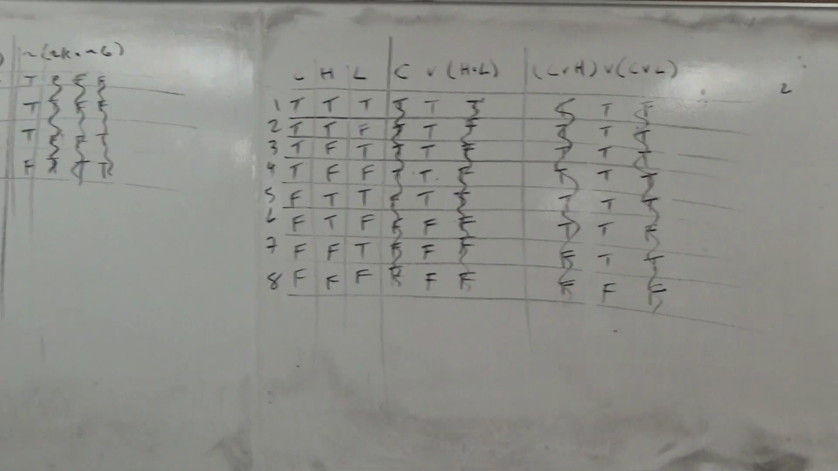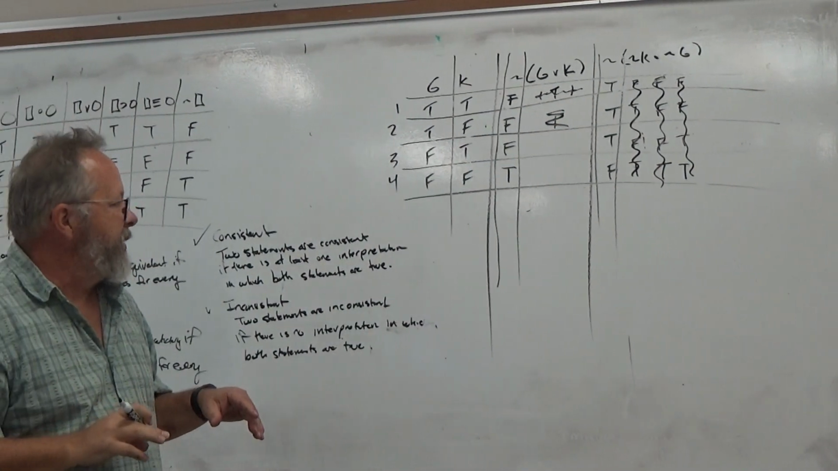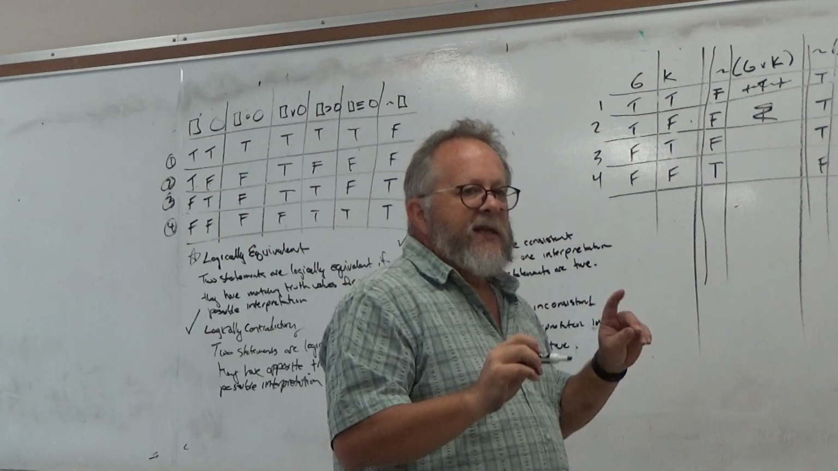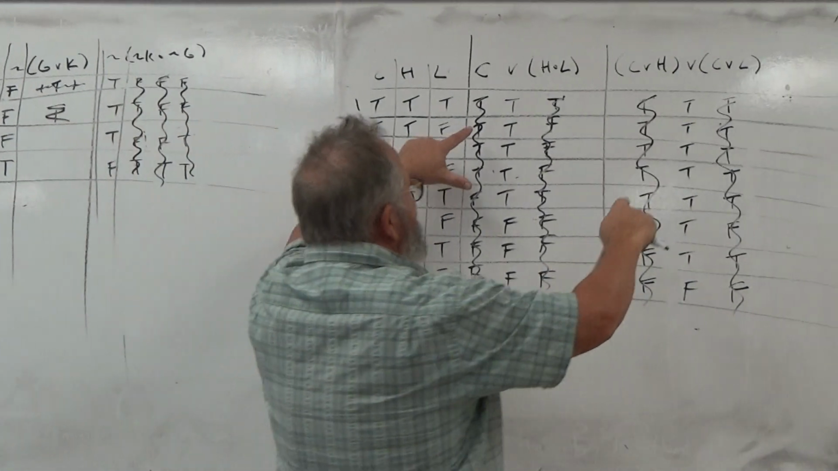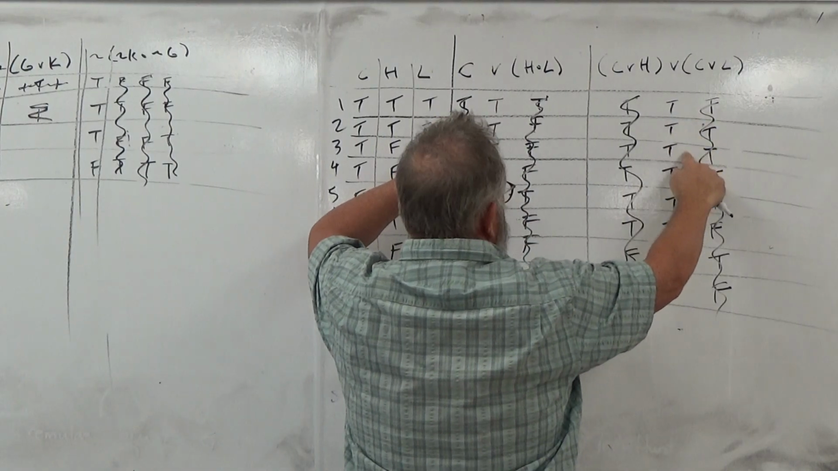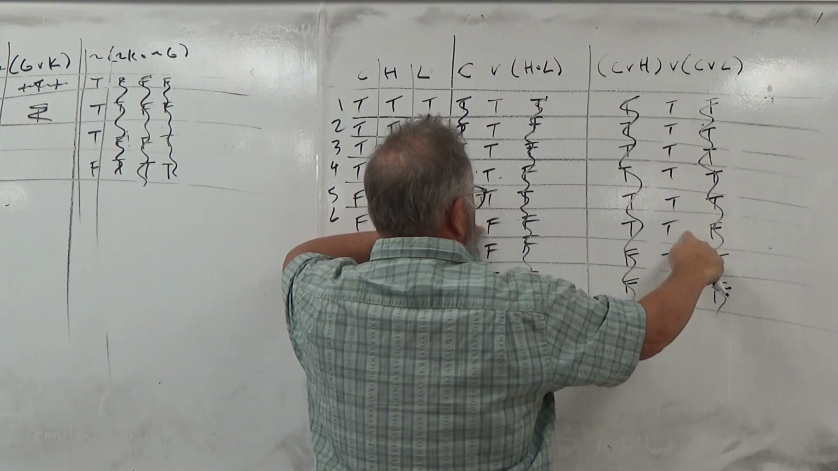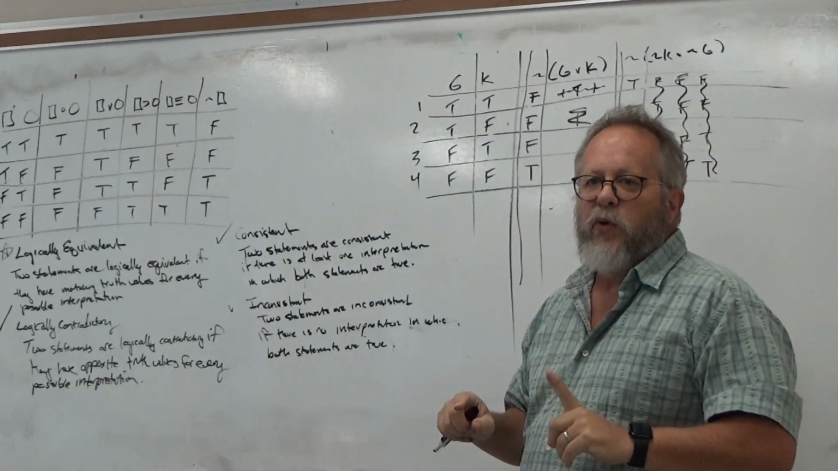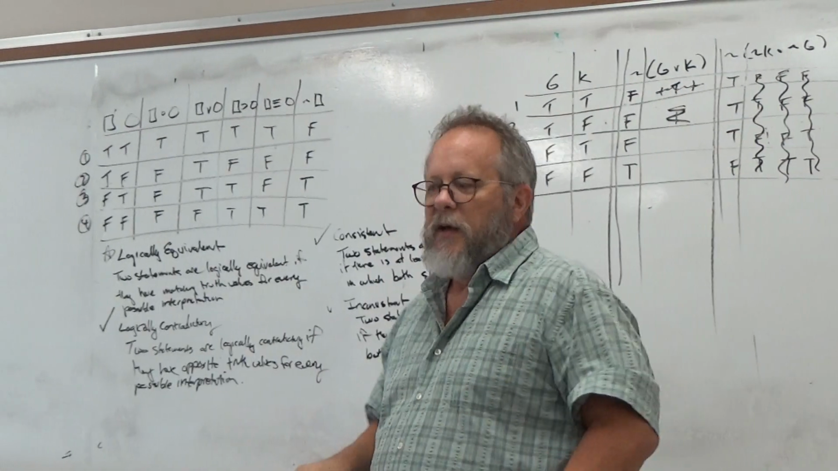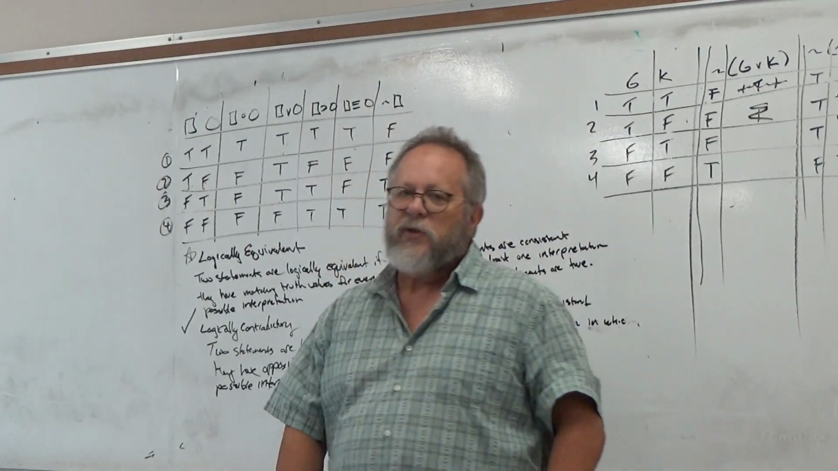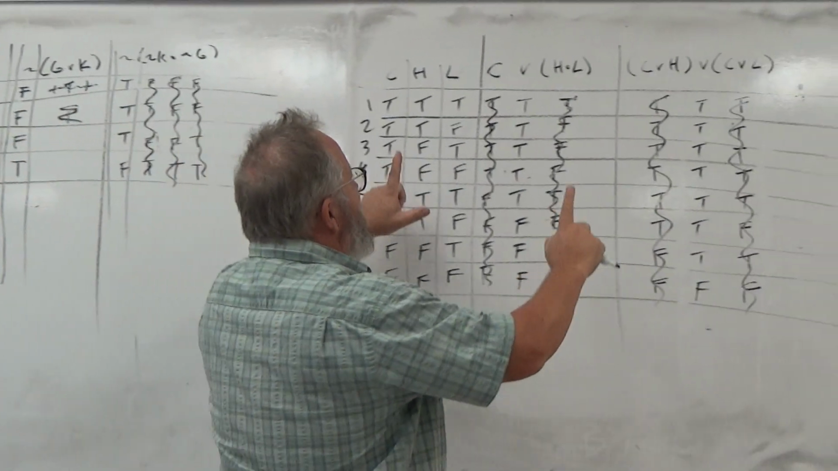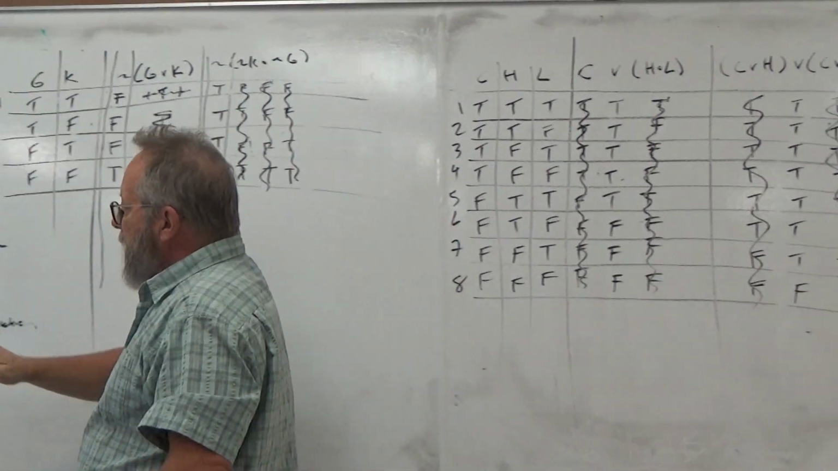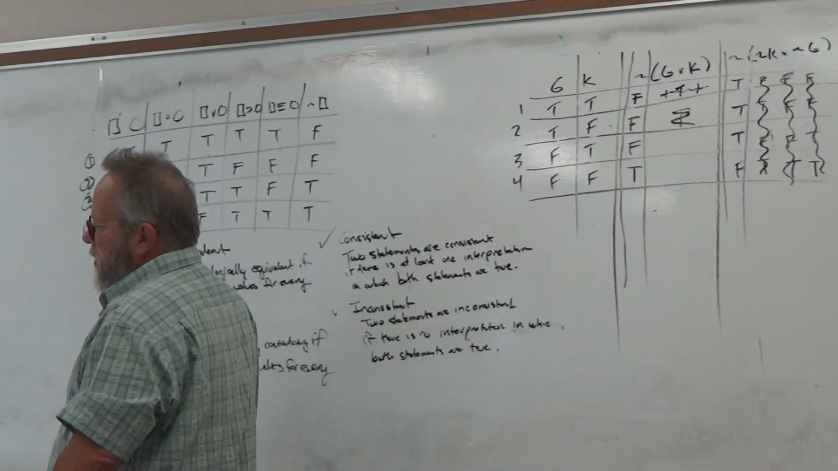So now we have to ask, well, what's the relationship between these two? Let's first check to see if they're logically equivalent. Do they give the same truth value for each line? Same, same, same, same, same. Different. So they are not logically equivalent. Everybody got that? Are they logically contradictory? That would be opposites. No, they're not opposites, okay? So they're not logically equivalent, they're not logically contradictory.